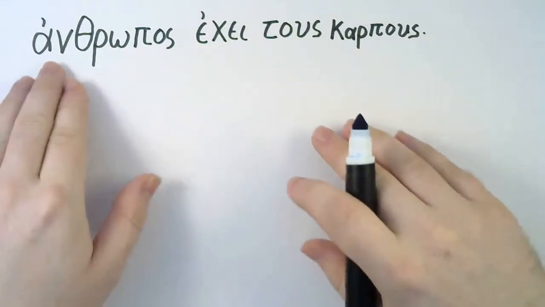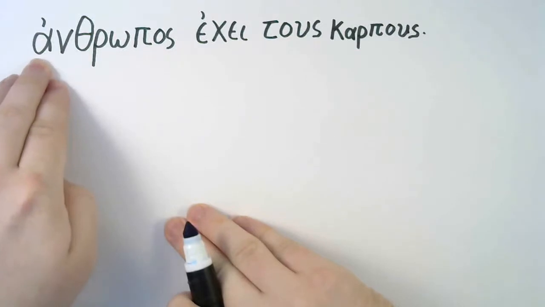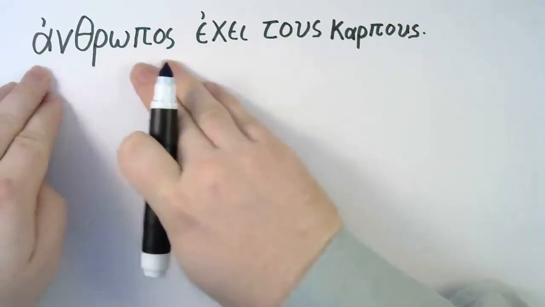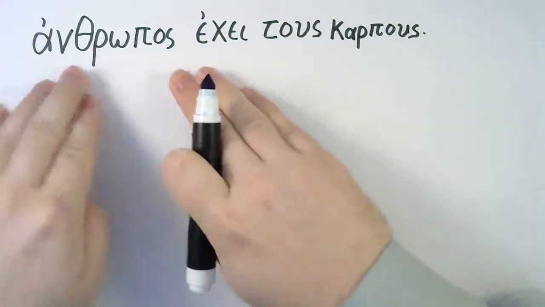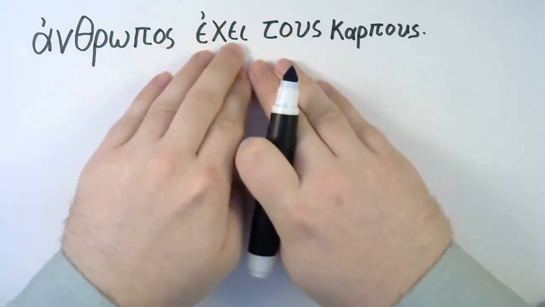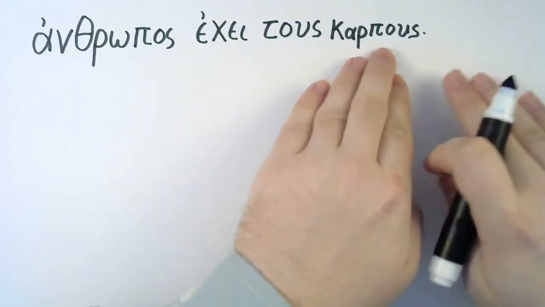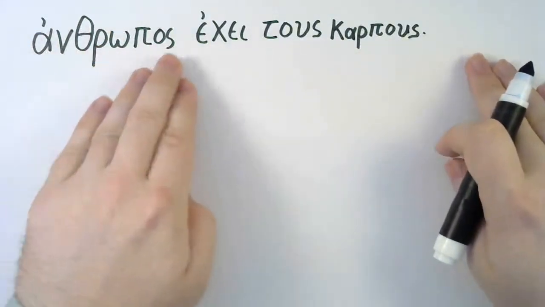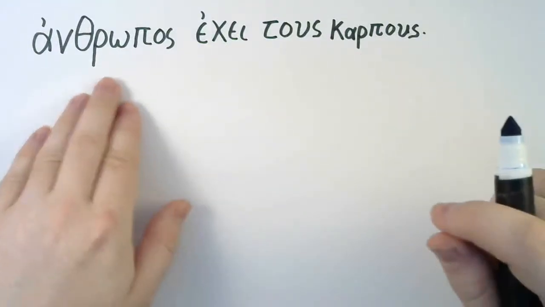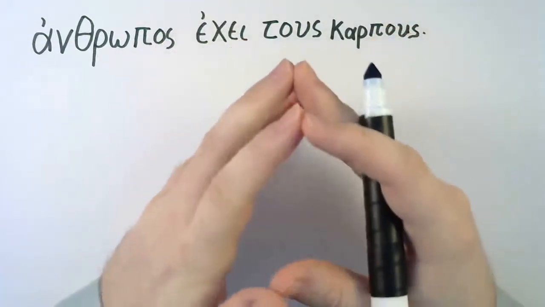Alright. We have this word here. Remember, you have a smooth breathing mark. Anthropos. This word, another smooth breathing mark. Eke. Tous. Karpous. And a period at the end. Anthropos eke tous karpous. That's our sentence we're going to look at today.